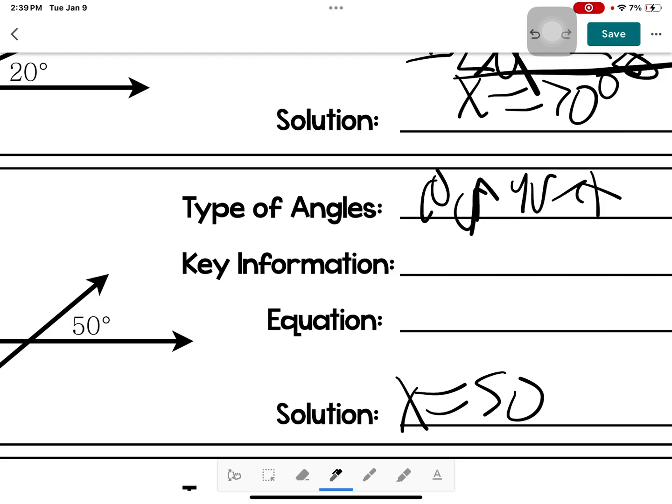And this is a two-step equation. What would be the first thing I do to solve this two-step equation? Minus 25, good.